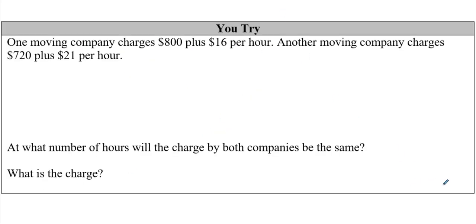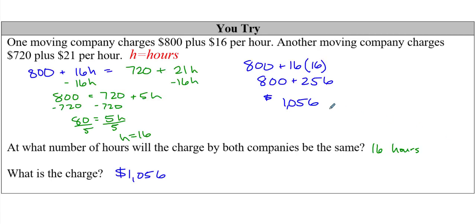Up, it says you try. All right, you go ahead and do this. Pause that video, come back. Let's see what you got. All right, welcome back. Hopefully you got what I got. I ended up with 16 hours. And then when I plug that 16 into one of the two expressions, I get $1,056. Don't forget to put that dollar sign.